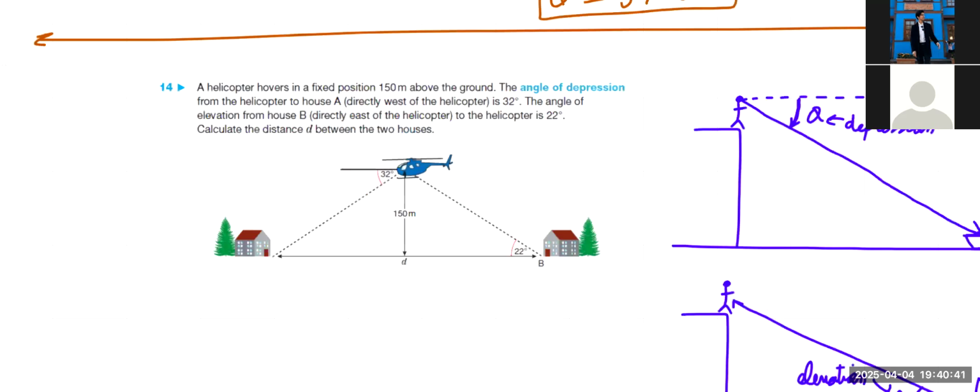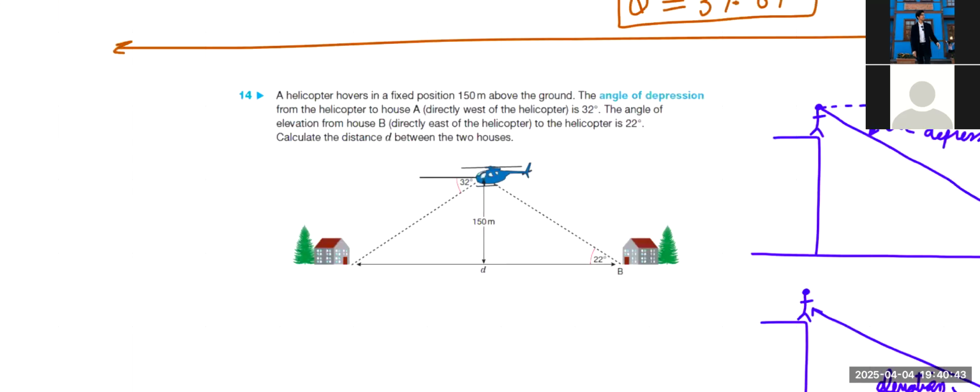So here it says that the helicopter is hovering at a fixed position 150 meters above the ground.